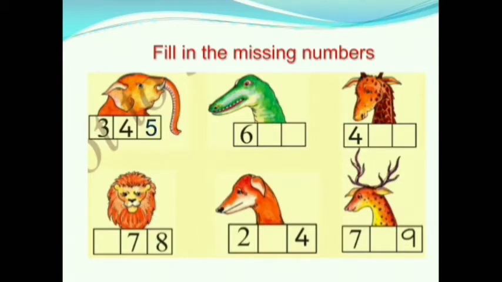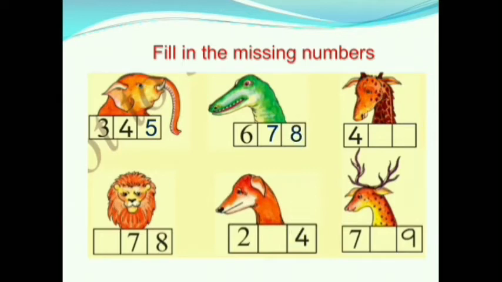Next we have a dinosaur. The dinosaur is holding 6. The next two boxes are empty. Which number comes after 6? Yes, it is 7. So we will write 7. Which number comes after 7? Yes, it is 8. So we will write 8.